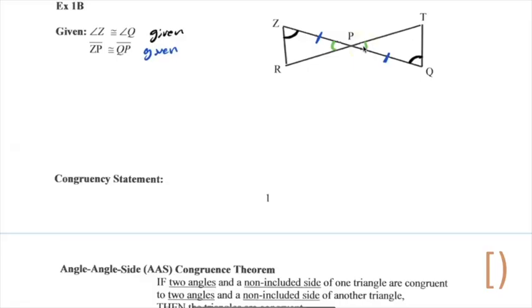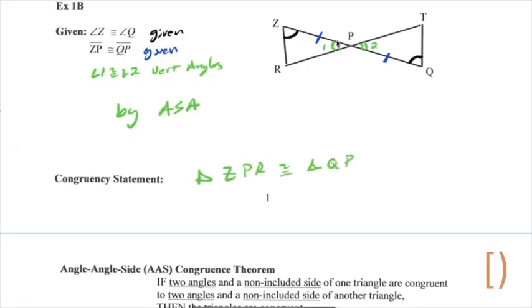Oh, this time I'll do a little trick. I'm actually just going to write a 1 and a 2 in there. I'm going to say, hey, angle 1 is congruent to angle 2 by vertical angles. Technically, you're supposed to say vertical angles are congruent, but it's a lot to write. Now we have angle, side, angle. So by angle, side, angle, we have triangle ZPR, and that would be congruent to triangle QPT by angle, side, angle.